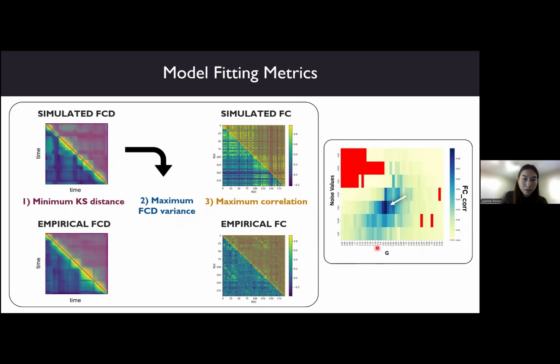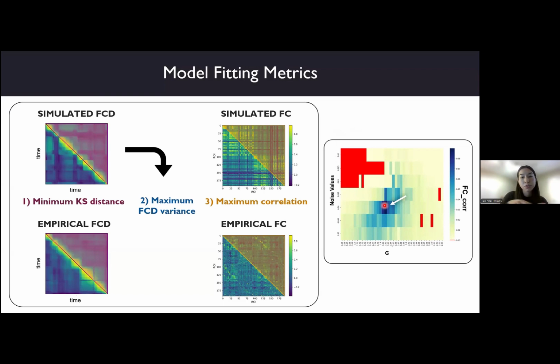So as an example of our parameter space exploration, where we run many simulations with different G and noise values, we can get a plot seen here, where each value corresponds to the correlation between our empirical FC and the respective simulated FC matrices from each simulation that was run. So we see that the simulation that gives us the highest correlation between the empirical and simulated data for this dark blue band would give us the optimal noise and G values based on that FC correlation metric.